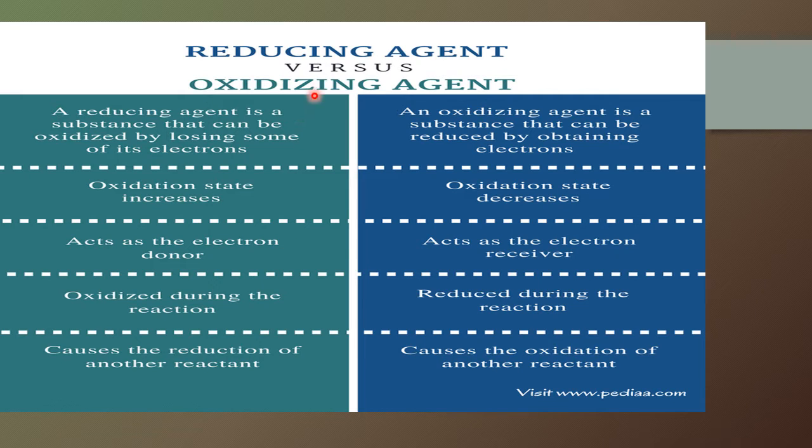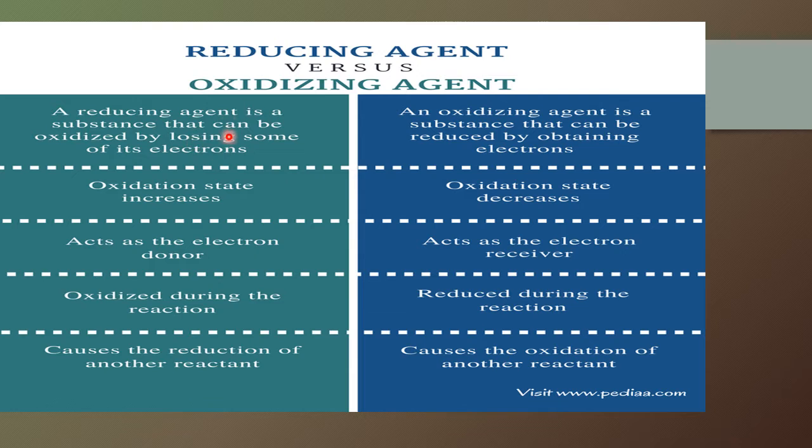So this is again over here the difference between the reducing agent and oxidizing agent. A reducing agent is that which themselves is going to be oxidized, means it is losing some of its electrons, and oxidizing agent is its opposite, which is gaining the electrons, means they themselves are going to be reduced but causing the oxidation of other chemical species.